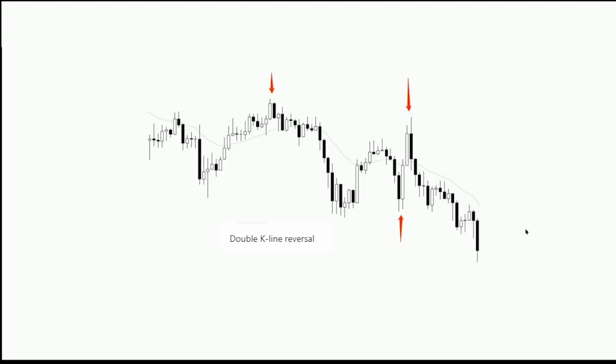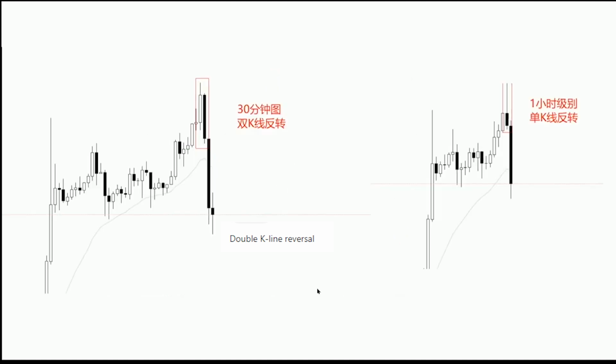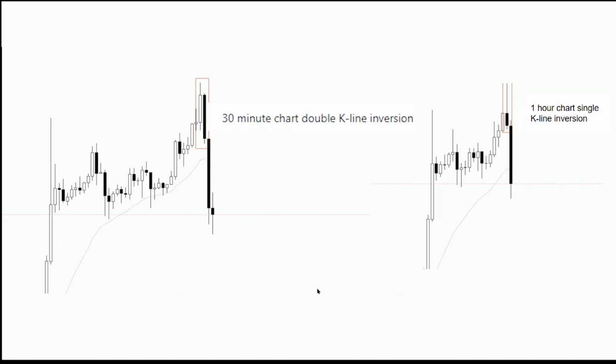So let me just say one more thing here. Double K-line reversals on small periods are single K-line reversals on big periods. On the left we can see a double K-line reversal on the 30-minute chart. If we change the K-line period to 1 hour, it's a single K-line reversal. And as I said before, all K-line reversals mean that the market goes in one direction with a high tide movement, and then there's a break in the opposite direction right away.